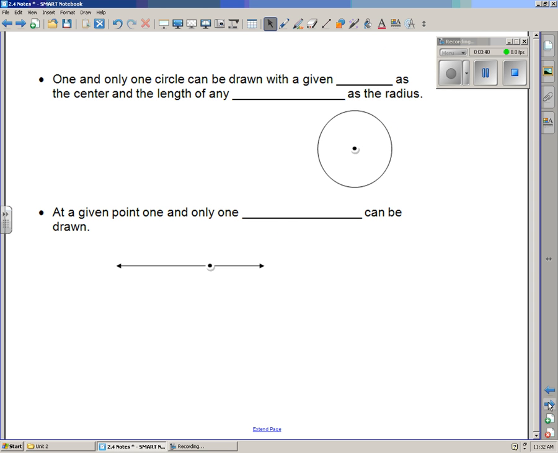The next piece: one and only one circle can be drawn with a given point as the center and the length of any segment as your radius. So what we're saying here is if I were to pick some point and call it P, and I wanted to draw a circle using point P as my center with a radius of 3 units. Here's my radius, it's going to be 3 units. Well, only one circle can be drawn with that radius of 3 about that center being P.